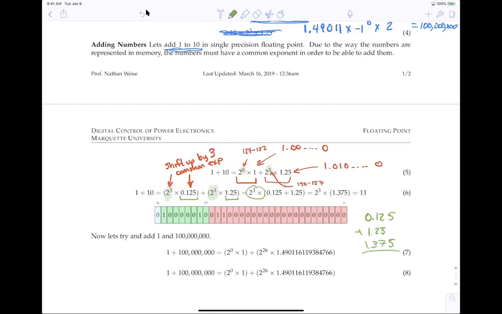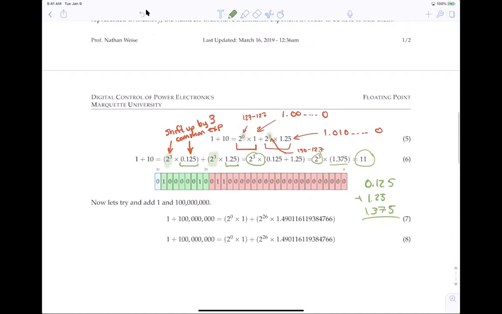Yep, here's where I'm pulling this out. And of course you have this here. Here's my 1.375, and this should be 11. Okay. So that's how you would actually add the numbers, the process of actually doing them.